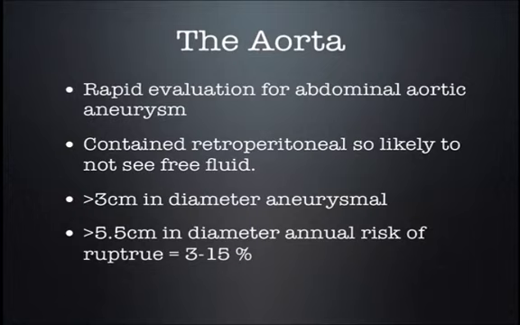Now, that does not necessarily mean that it has to be 5.5 centimeters to rupture. Again, you have to use that clinical gestalt. If you find a 4.8 centimeter aneurysm and you have a high suspicion that it's a ruptured AAA, you still assume ruptured AAA and call vascular surgery while you continue resuscitation.